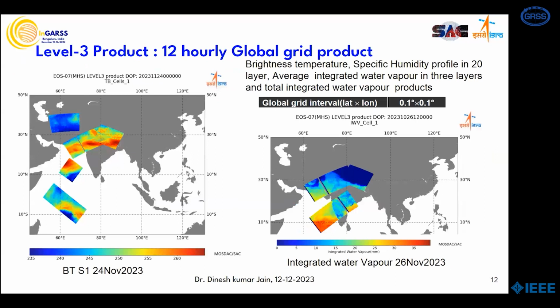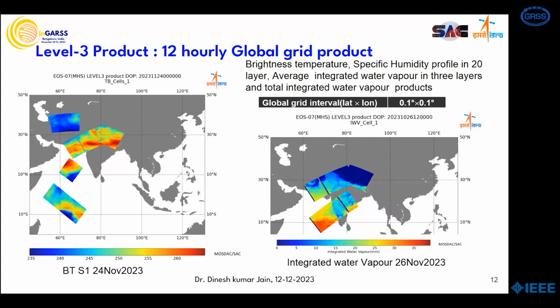The level 3 products are global grid products, defined at a grid interval of 0.1 degree. They are associated only with the area of interest over the Indian region. The products are generated after each and every dump acquired. However, they are archived only twice a day, at 00 hours GMT and 12 hours GMT. These products represent all the acquired dumps during this period of 12 hours. The product parameters are also mentioned on this slide.